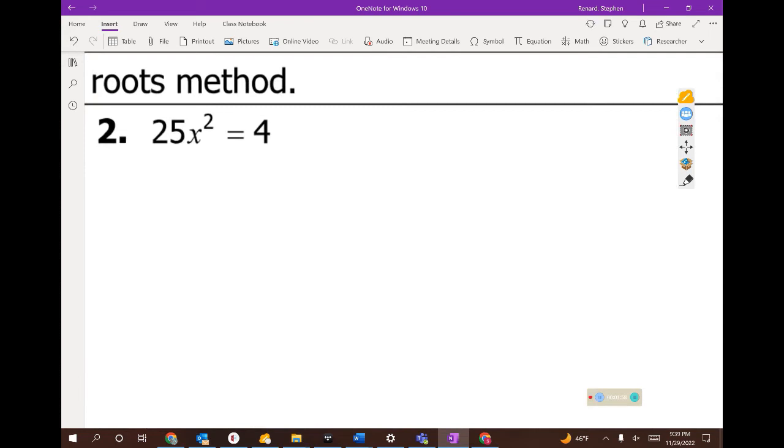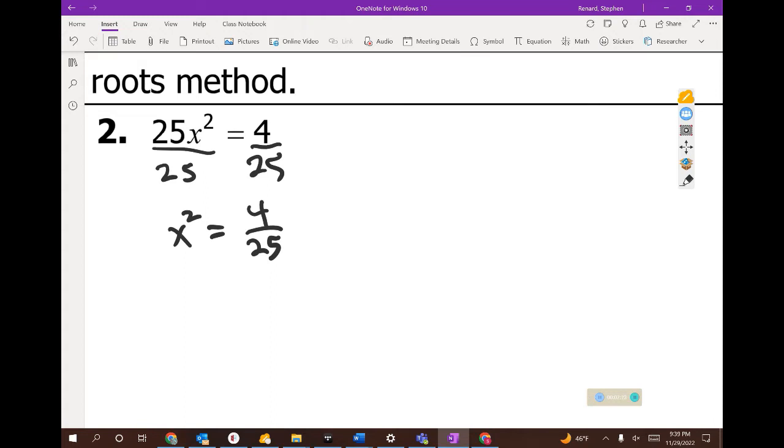So our goal in any of these is to get that x by itself, that x squared by itself. So what we're going to do, hey Cleo, see, there she is again. We're going to divide by 25. And this gives us x squared equals 4 over 25. Now 4 over 25, you can't actually do a whole lot with that.